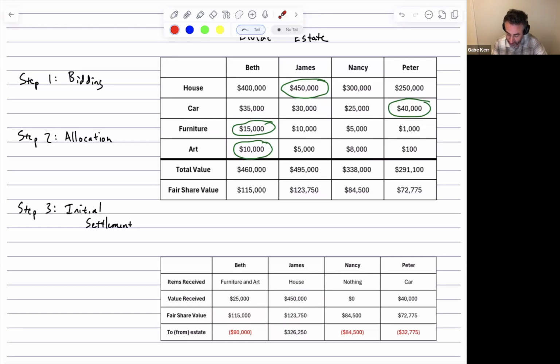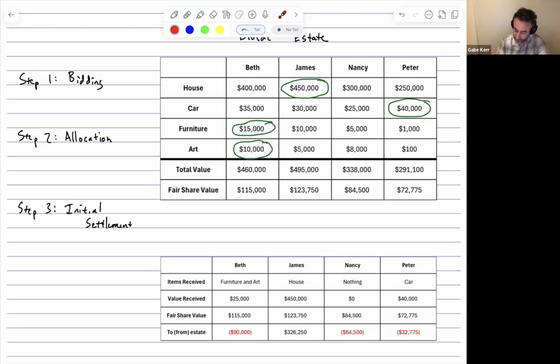Now, Nancy is an interesting case. Nancy doesn't have anything. Nothing is given to Nancy at all. And Nancy values the whole estate at $338,000, so not very highly. But that means her fair share value is $84,500. And since she's not receiving anything as far as assets go, she receives from the estate $84,500. She'll receive that amount in cash, which is her fair share from her value system of the estate.